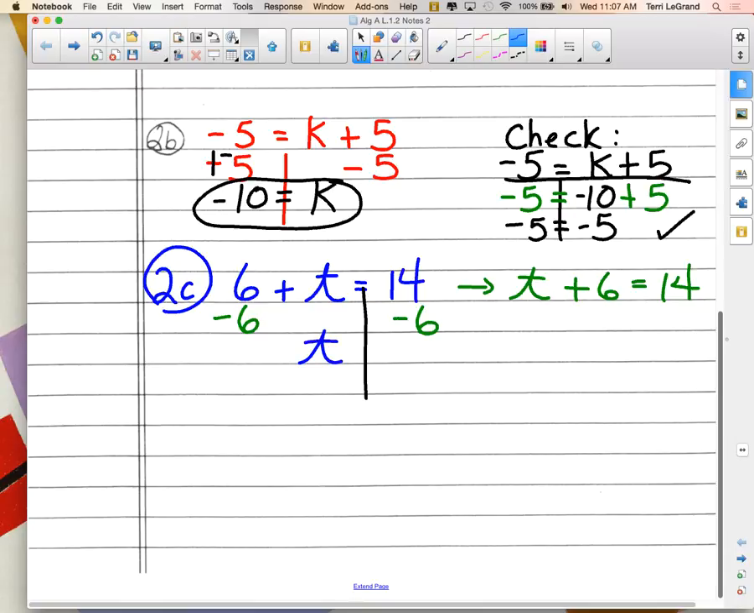So now T is by itself. Anybody in here happen to know what 14 take away 6 is? 8. Okay. That is our what? What did we just find? Solution. That's our solution. So now we need to check.